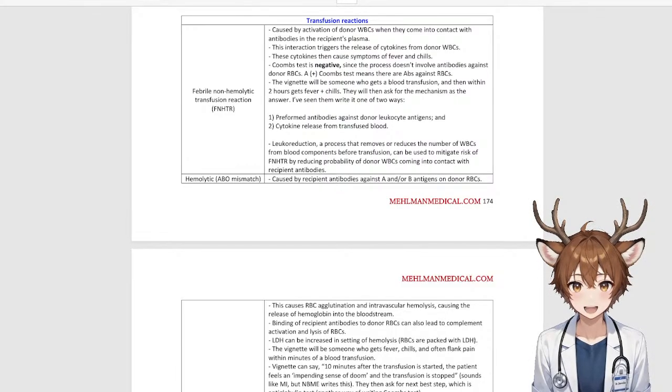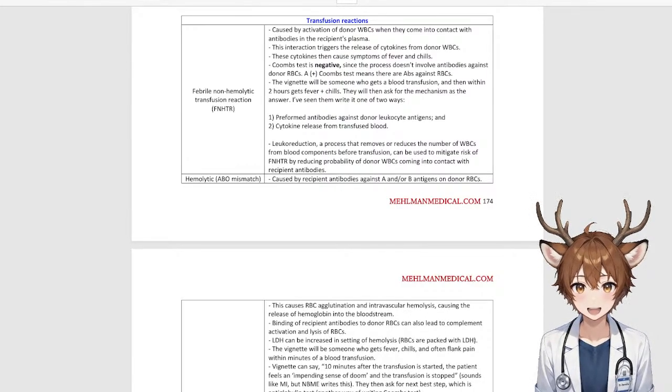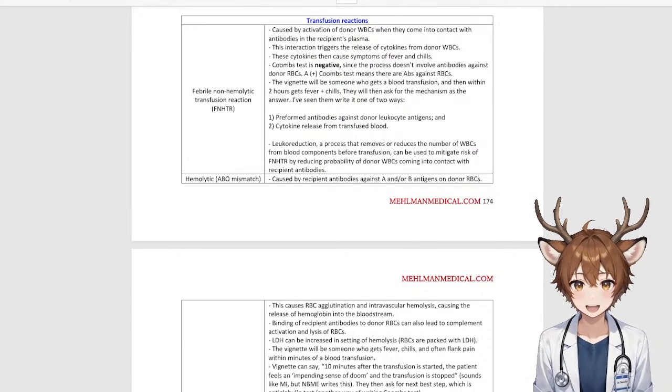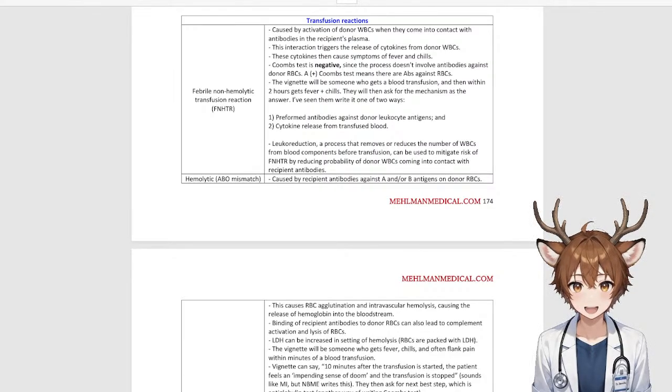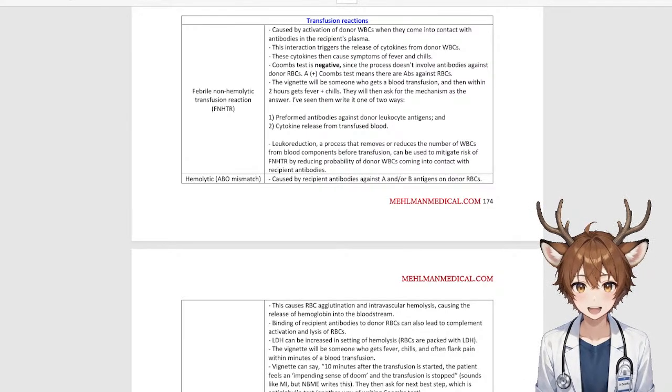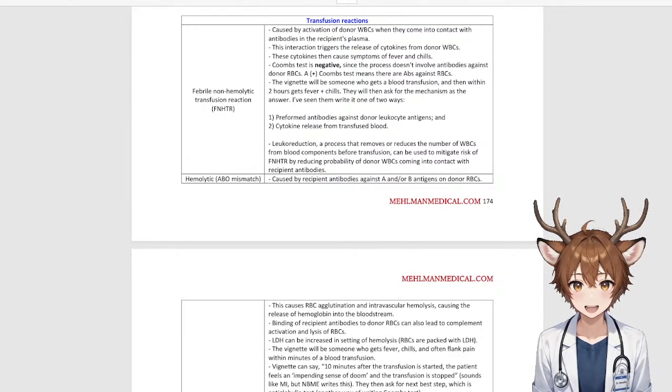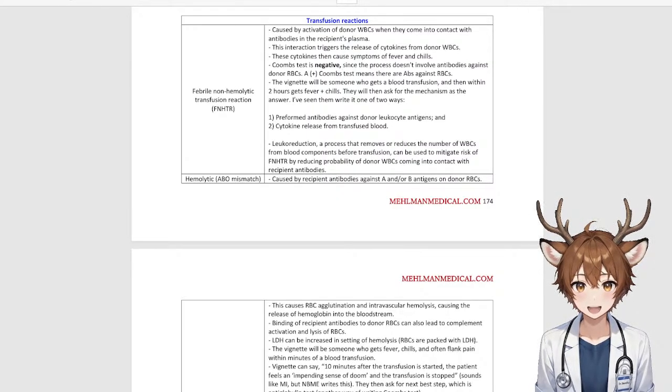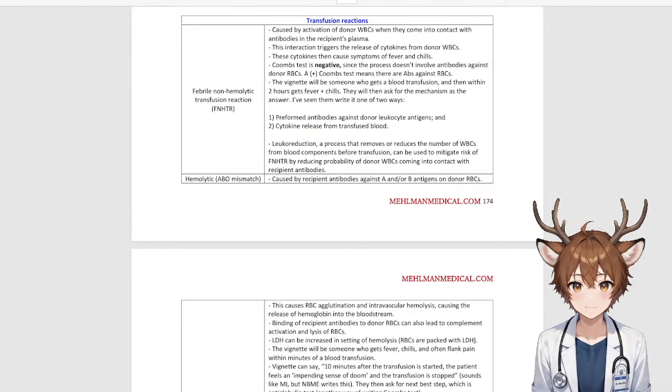Leukoreduction, a process that removes or reduces the number of white blood cells from blood components before transfusion, can be used to mitigate the risk of FNHTR, again that's the febrile non-hemolytic transfusion reaction, by reducing the probability of donor white blood cells coming into contact with recipient antibodies.